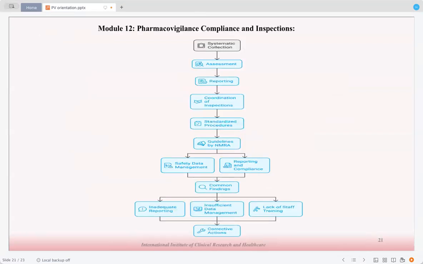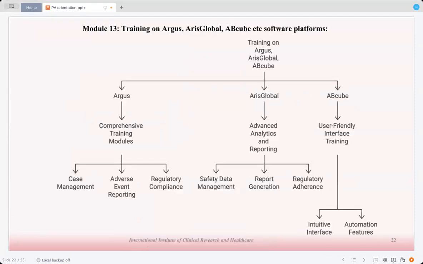Then pharmacovigilance complaints and inspection. This involves systematic collection of ADR reports, then assessment, reporting to the regulatory authority, coordination of inspection, then standardized procedures and guidelines for safety data management, reporting, and complaints. The common findings are inadequate reporting, insufficient data management, and lack of staff training, so corrective action needs to be taken. So this is pharmacovigilance complaints.